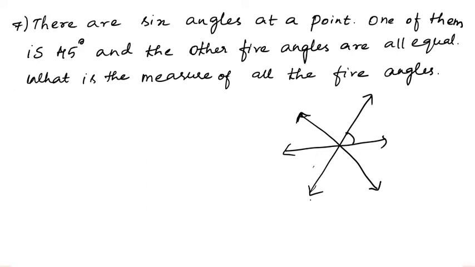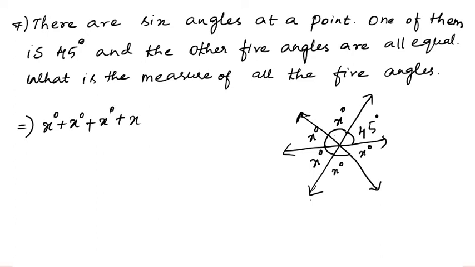So they have given one angle is 45 degree and the remaining angles are all equal. So let us assume those values to be x degree. So here the sum of angles at a point is 360 degree and one angle is 45 degree. So we'll get x degree plus x degree plus x degree plus x degree plus x degree plus 45 degree is equal to 360 degree.